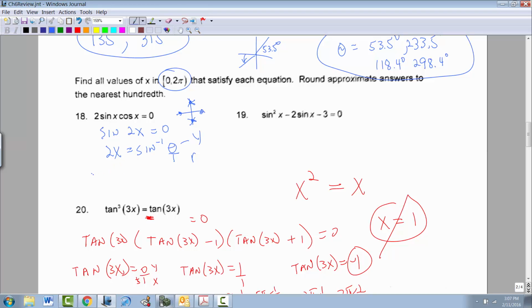All right, so 2x equals 0 degrees. That's where you get y value being 0, but also 180 degrees. But it's 2x equals, so it doubles the amount of answers by adding 360, 540. Then you divide by 2. And then this is where you get all your answers. So x equals 0, 90, 180, 270, 360, and then 450.